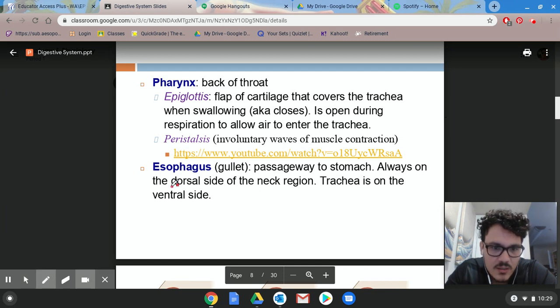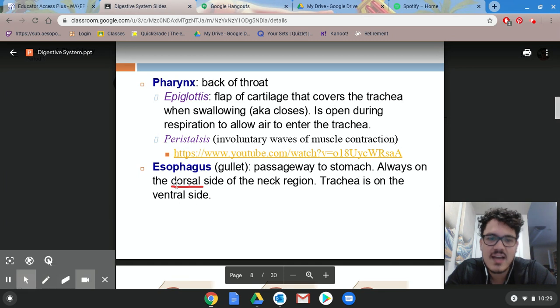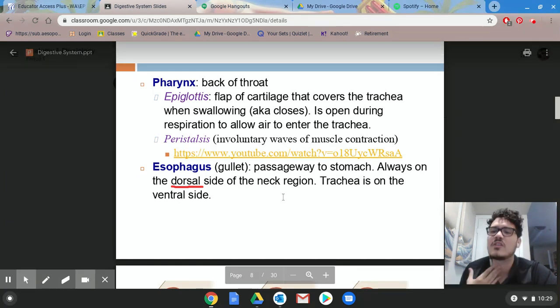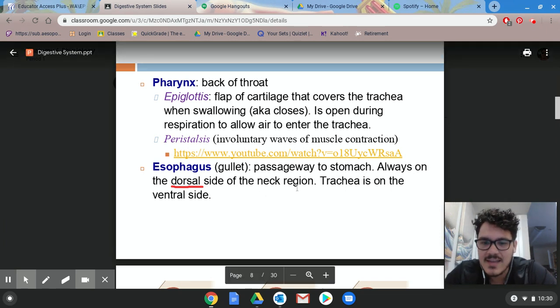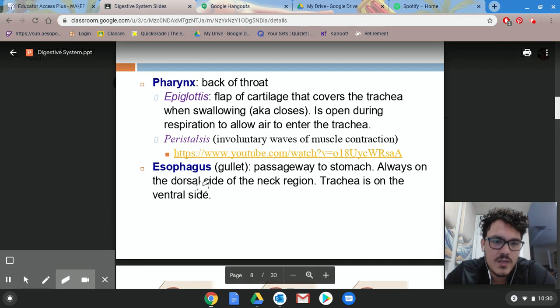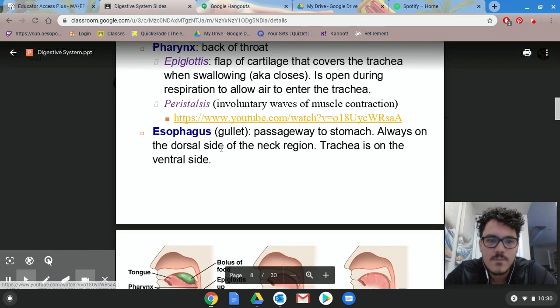So I'm just going to underline this a little bit here. So always on the dorsal side of the neck region. Remember, ventral is front side, dorsal is on the back. Think dorsal fins for like sharks and dolphins. So it's always on the back side of the neck. Trachea is on the ventral side, as we mentioned earlier. So just be good with that overall.